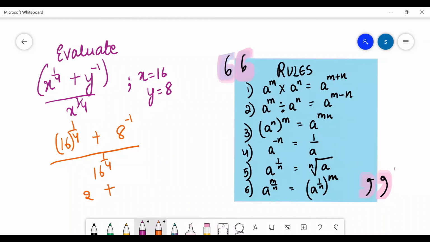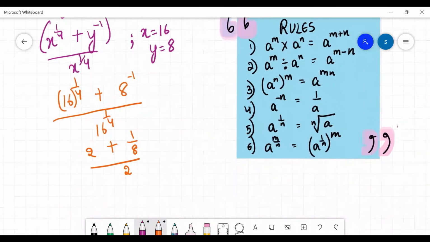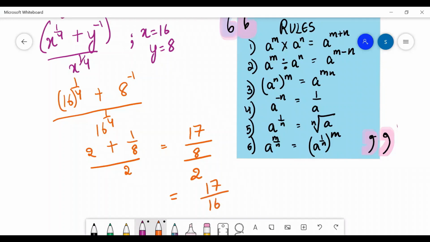And you have a plus sign in between. 8^(-1) is simply the reciprocal, it's 1/8, divided by 16^(1/4). Again, it's the fourth root of 16, so the answer is 2. And when you solve this, in the numerator you have 17/8, and in the denominator you have 2. So basically this is 17 divided by 16.